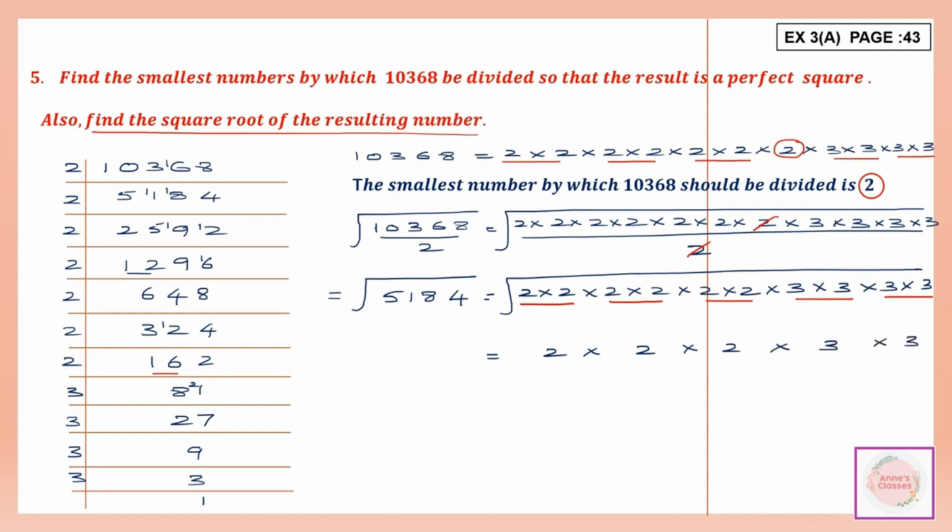So now let's multiply the 2's first. 2 2's are 4, 4 2's are 8. So here we have 8 into, let's multiply, 3 3's are 9. 8 into 9, which is 72. That means the square root of the resulting number, which is 5184, is 72. So this is our answer.